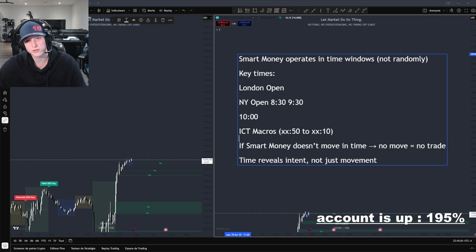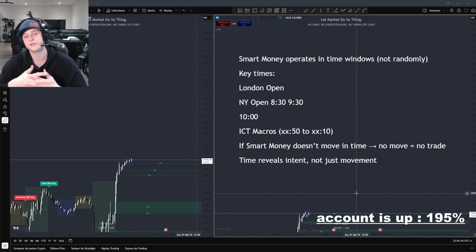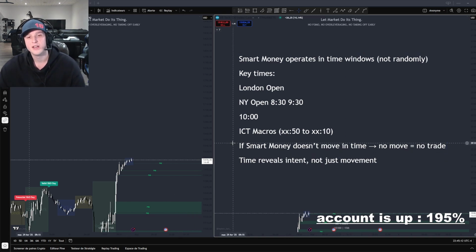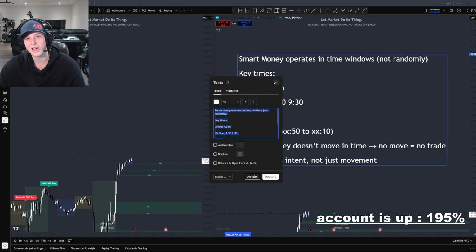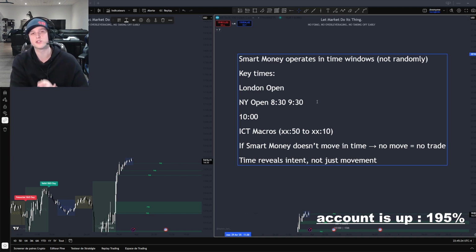There's macros, right? So XX50 to XX10. So if smart money doesn't move in time, there's no move, no trade. I wrote that down because that's how it should be. The actual thing is though that if it's not in one of those time windows, 8:30 to 9:30 is more or less when the move happens, but you don't want to be in the trade at that time usually, or you try not to be. You want to enter after, right? Same for 10 o'clock. The macro, you want to enter in the macro though. Okay, so time reveals intent, not just movement.